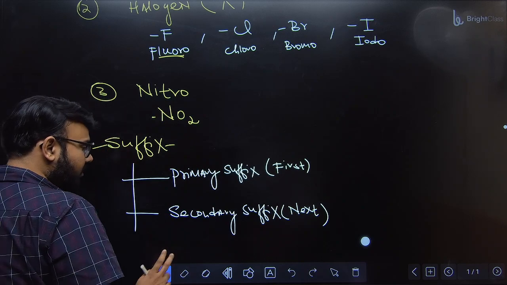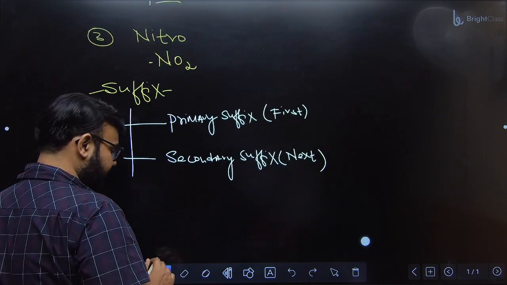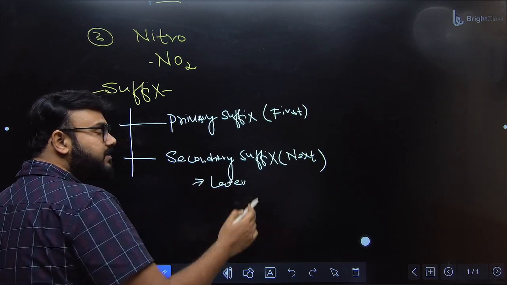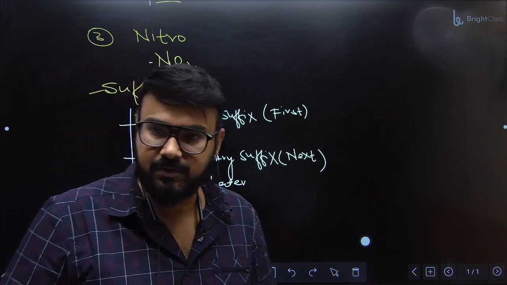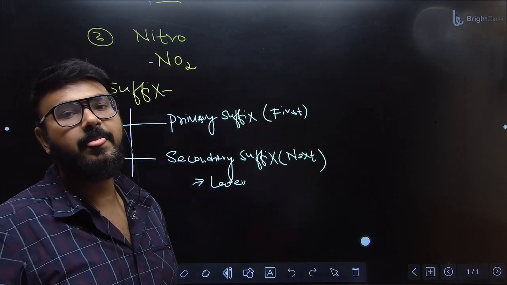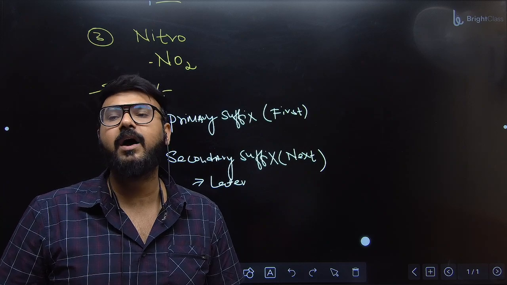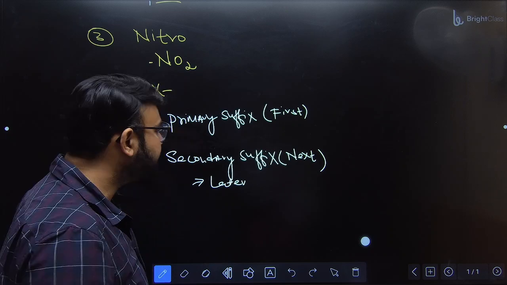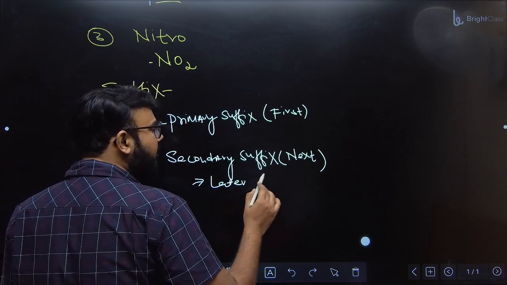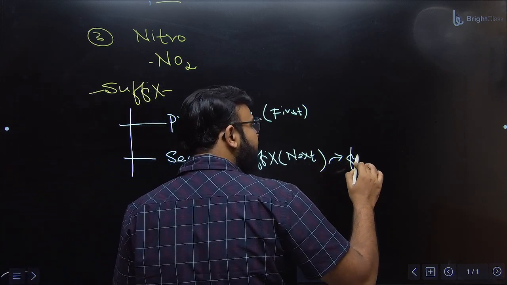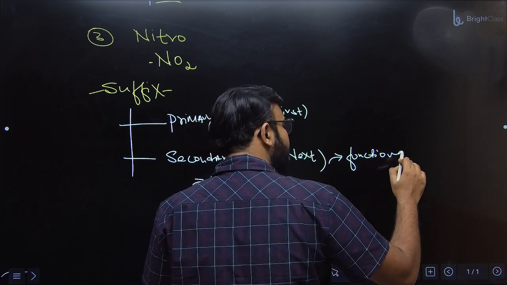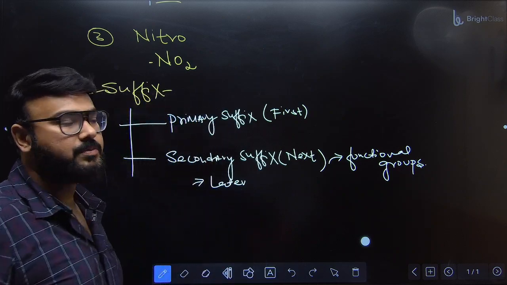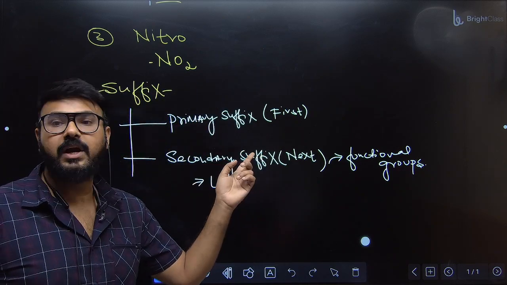The question arises, what is primary suffix? See, secondary suffix we will discuss later. They represent something called functional groups, like alcohols, amines, carboxylic acids, aldehydes, ketones. So remember we will talk about it later. I'll tell you the basics. They represent functional groups. But primary suffix you need to know right now.